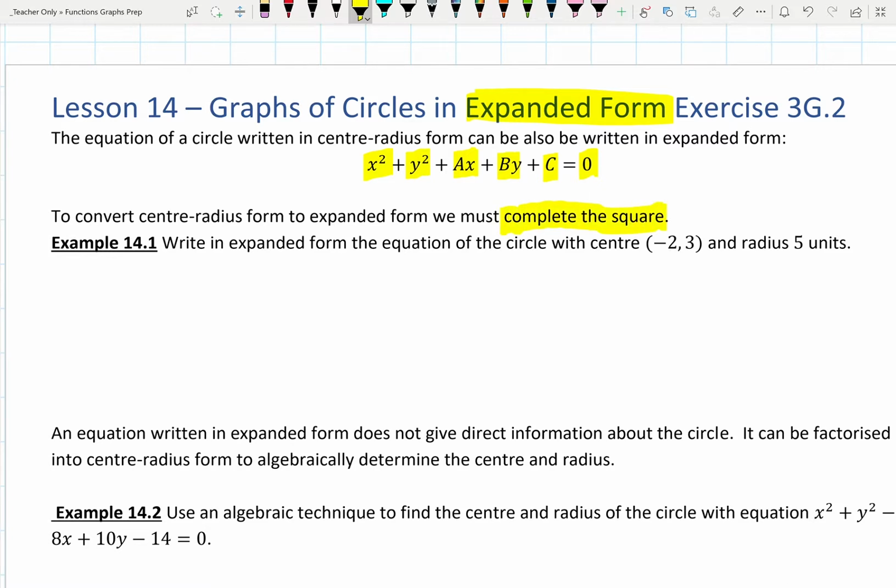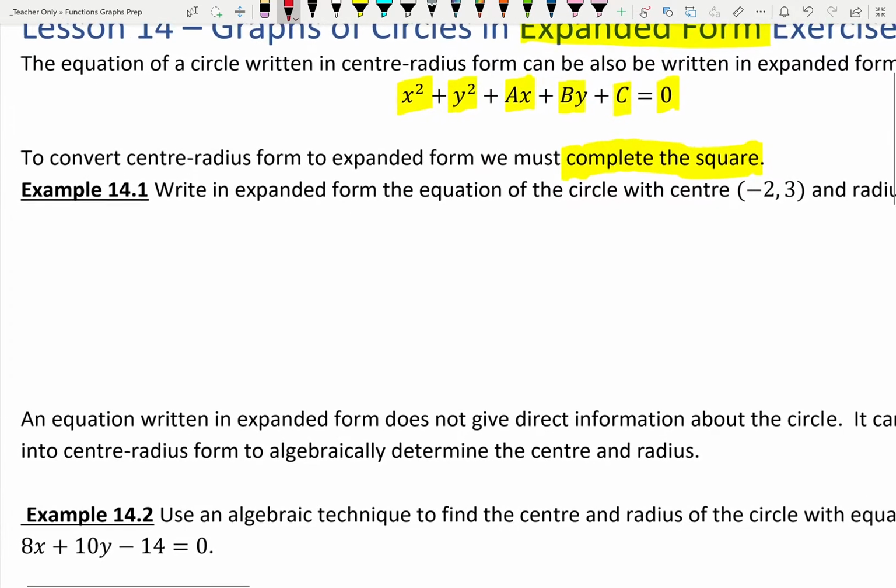So you might need to go and do a bit of revision from the polynomials chapter on how to complete the square. Let's go through example 14.1. Write in expanded form the equation of the circle with the centre -2, 3 and radius of 5 units. So the first thing that we do is write the equation, which is going to be (x + 2)² + (y - 3)² = 5².